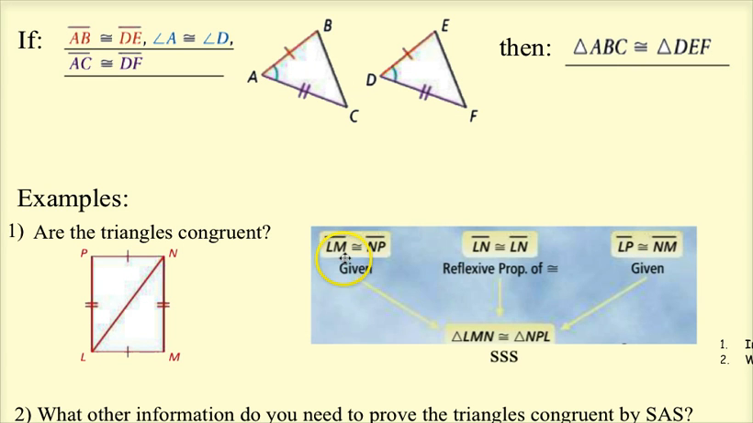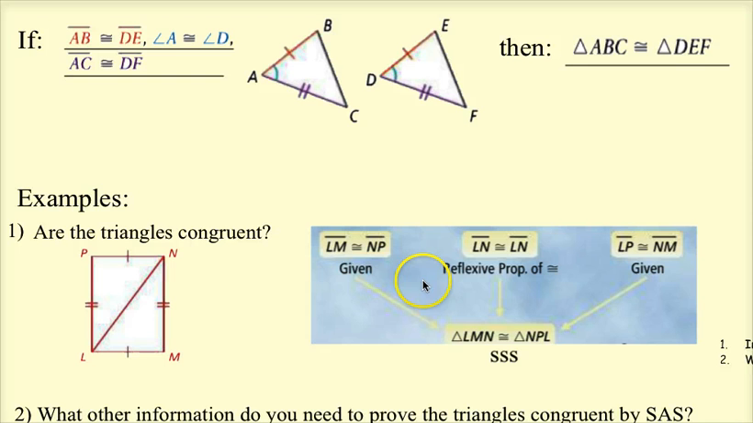Okay, but I know that LM and NP are congruent. That's given. It's marked on the diagram. I know that LP and NM are congruent. That's marked. And all you have to add is that third side. LN is congruent to LN, and that's the reflexive property of congruence. And I have side, side, side. So I say my triangles are congruent. Triangle LMN is congruent to triangle NPL, and the reason is side, side, side.